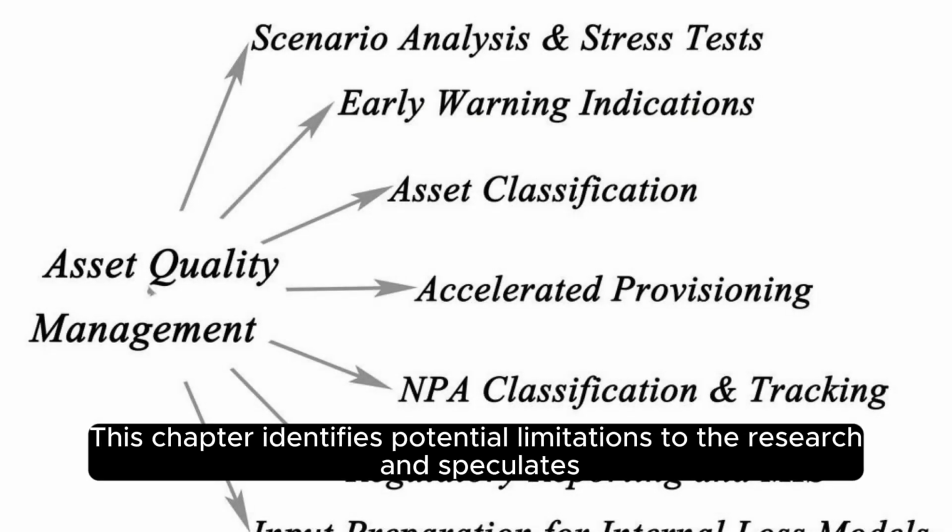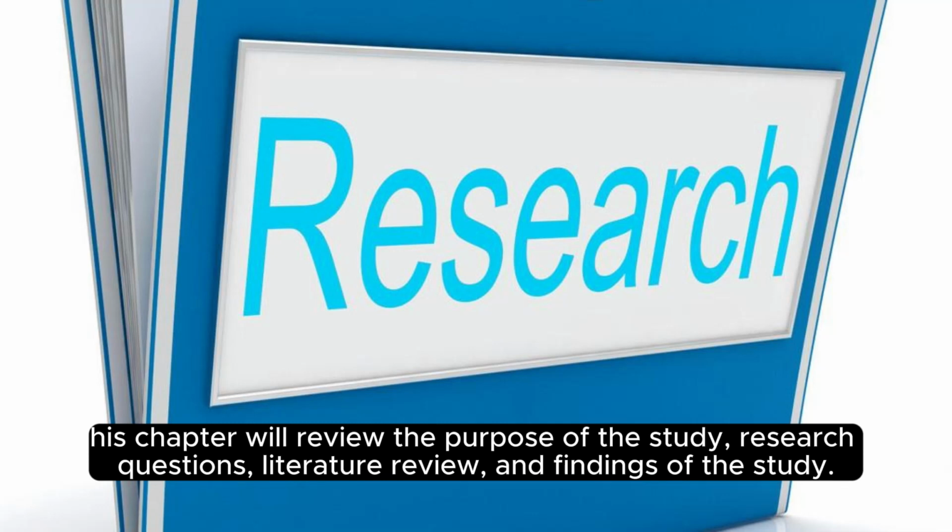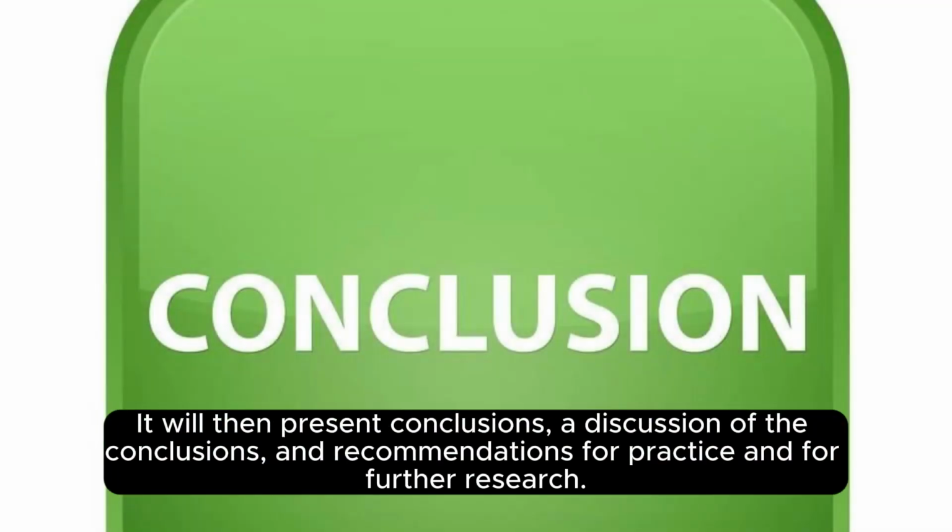This chapter identifies potential limitations to the research and speculates about future implications or related opportunities and recommendations. This chapter will review the purpose of the study, research questions, literature review, and findings of the study. It will then present conclusions, a discussion of the conclusions, and recommendations for practice and for further research.